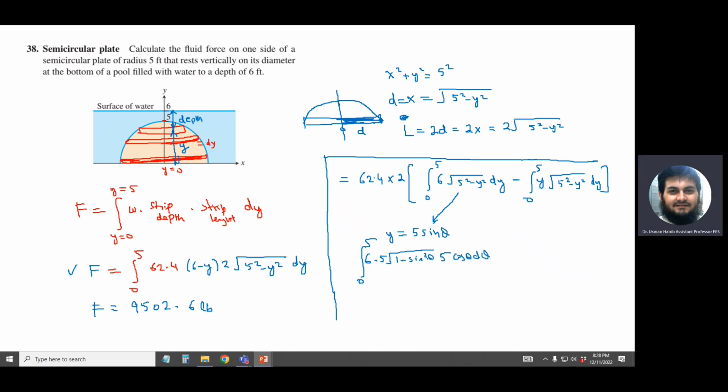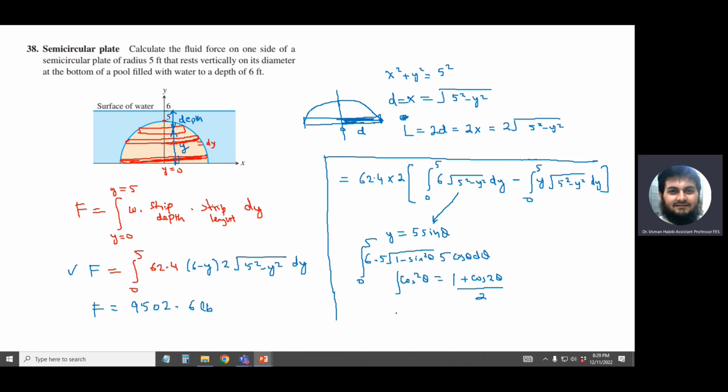1 minus sine square is an identity which results in cos square theta. The square will cancel with the under the root. You'll get a cos theta here. Cos theta multiplies with each other, and you're going to get cos square theta inside this integral. And remember, whenever you get something like this, you use the double angle identity, 1 plus cos 2 theta divided by 2. When you solve this, I'm not going to do this, but I just give you a hint.